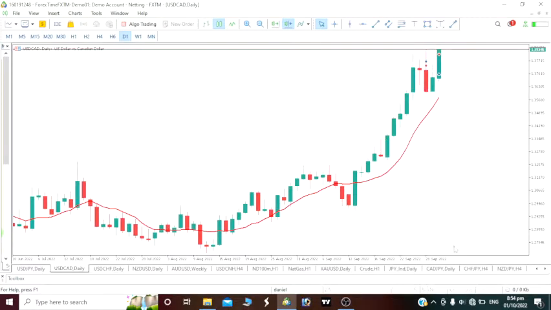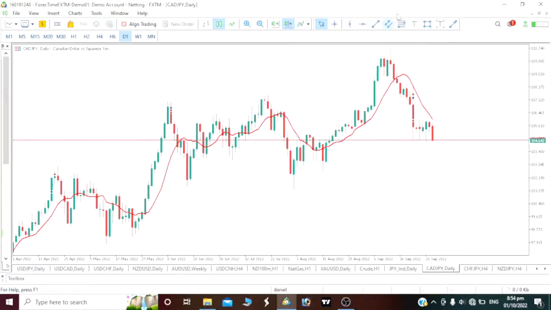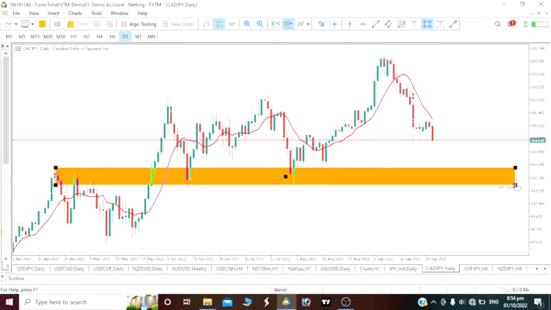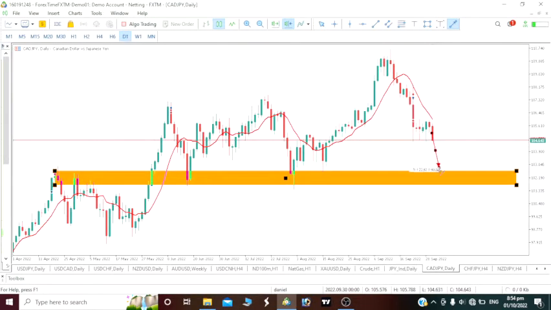Now take a look at this CAD JPY, the next one. CAD to JPY is dropping. This is the next level we would love to see this CAD JPY drop to. So we would love to see it drop to this level, meaning that CAD itself would be bearish.